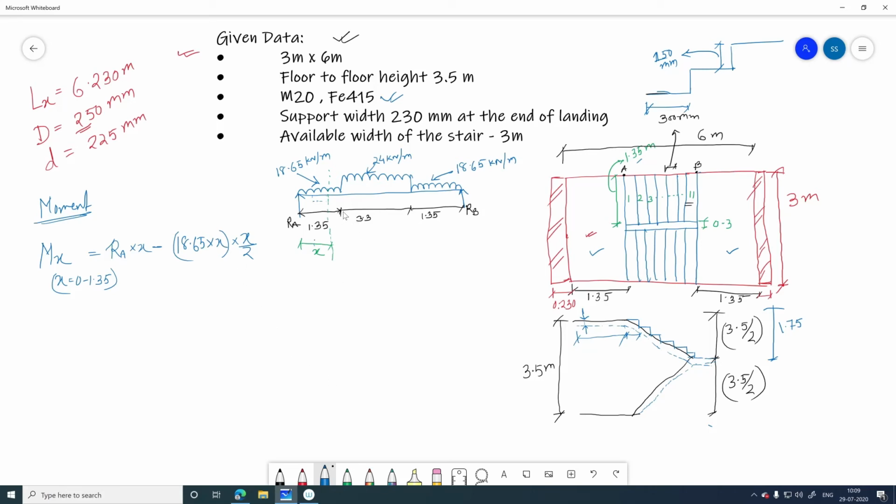If you need to determine the moment at this particular point, you put the value of x as 1.35, and then you will get the moment over here. So if you imagine the moment diagram, the bending moment diagram should be like this. Here at this point it is 1.35, so it will be something like this.